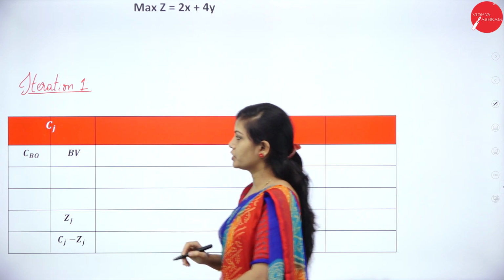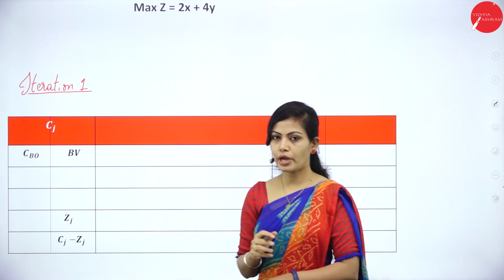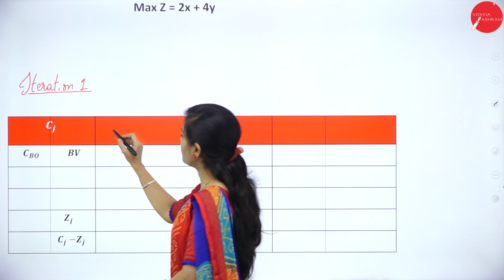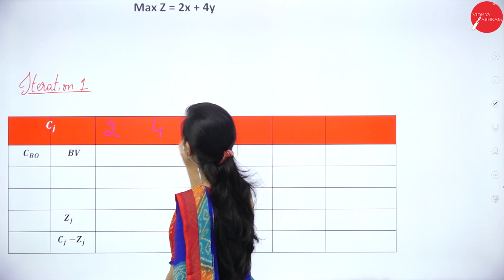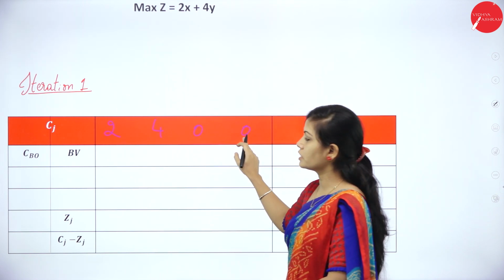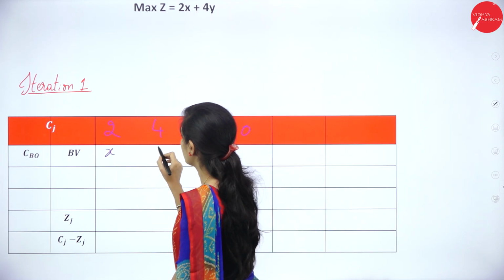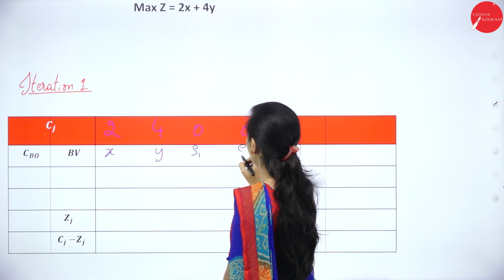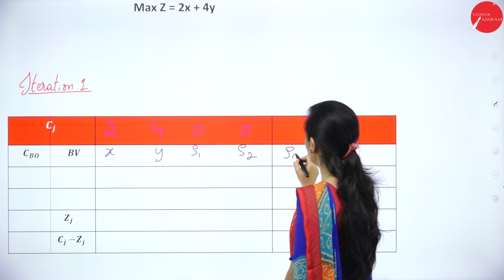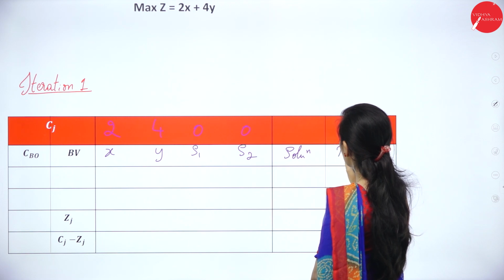In the first iteration, what is the first step? Again you have to find the coefficients of the objective function, that is 2, 4, 0 and 0. The 0, 0 are for S1 and S2. And the basic variables are x, y, S1 and S2. So this is the solution and again it is the ratio.